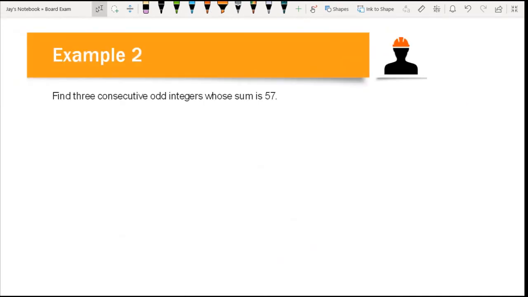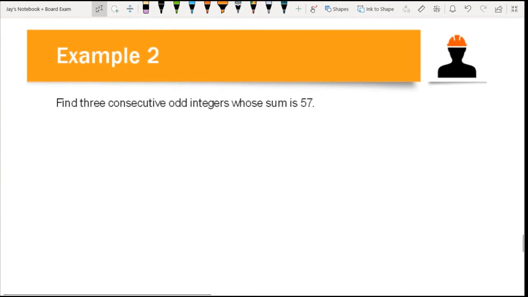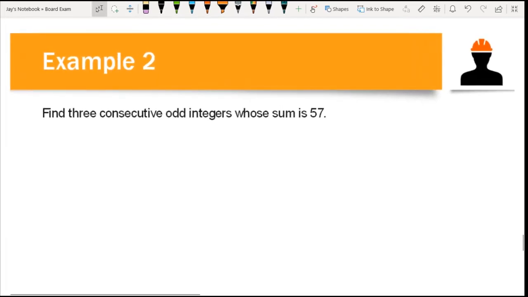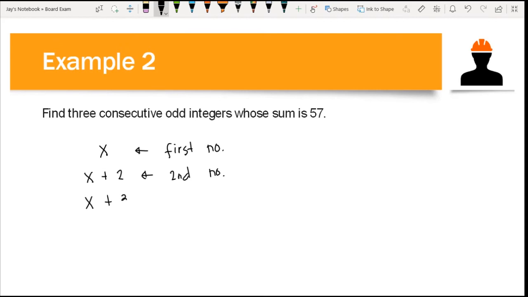Now for our second example, this time we are asked to compute for three consecutive odd integers whose sum is 57. So we can express that first, x is our first number, and then we have x plus 2, this is our second number, and then the last number, the third number, is x plus 4.